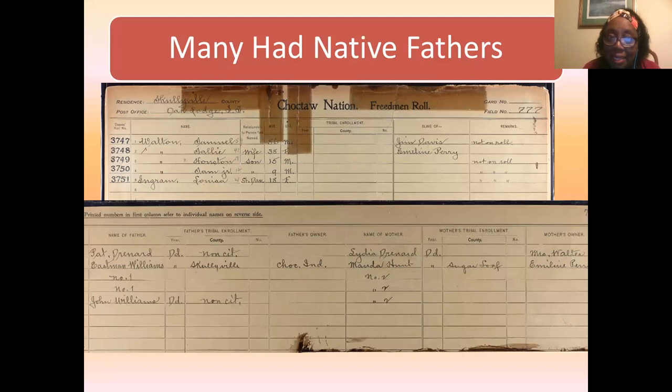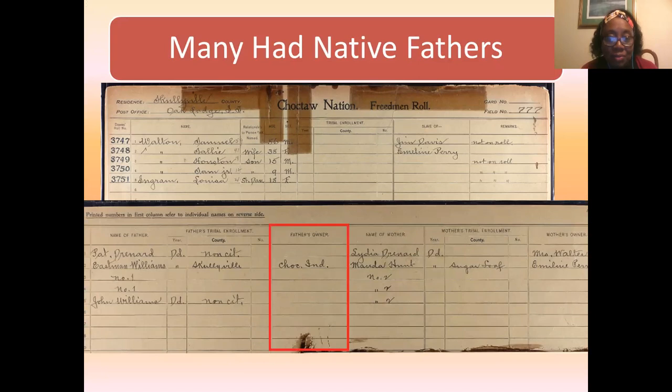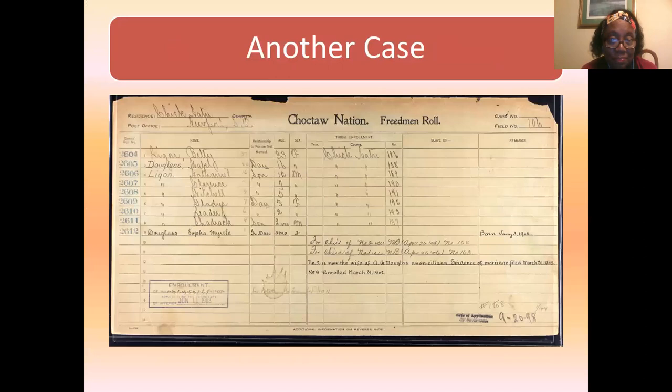And many had native fathers. In this particular case, you're looking at my ancestors, Sam and Sally Walton. On the back side, you see information there. And look where it says father's owner. The father did not have an owner because the father, in this case, was a Choctaw Indian. So you want to look for that information as well because it can point you to other records and other things about the family and its history.